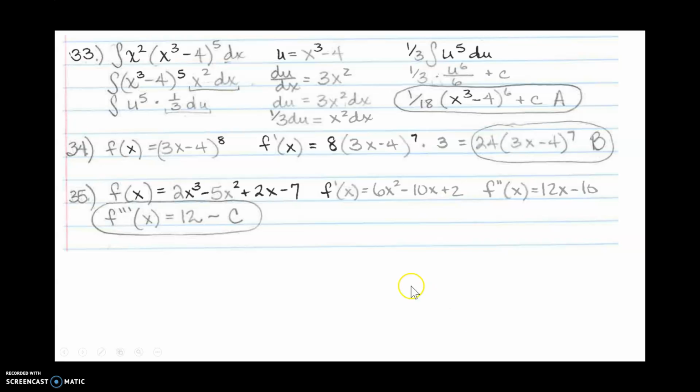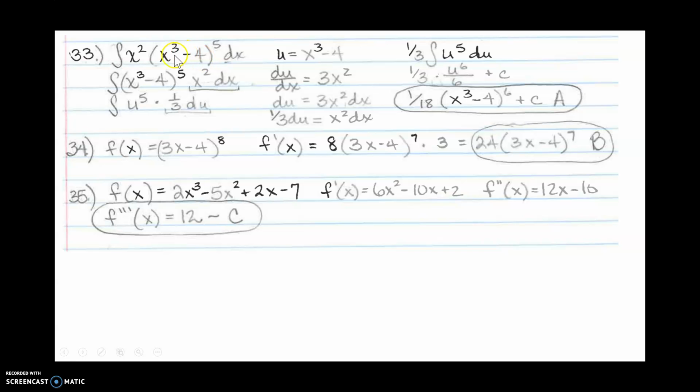For 33, we had the integration of a product. And remember, we do not have a product rule for integration. So there must be some way we could simplify that or use u substitution. So I'm going to use u substitution. I'm going to let u be my quantity, x cubed minus 4. So then the derivative of the x cubed minus 4 is 3x squared. Multiply both sides of that by dx, and the differential du will be 3x squared dx.